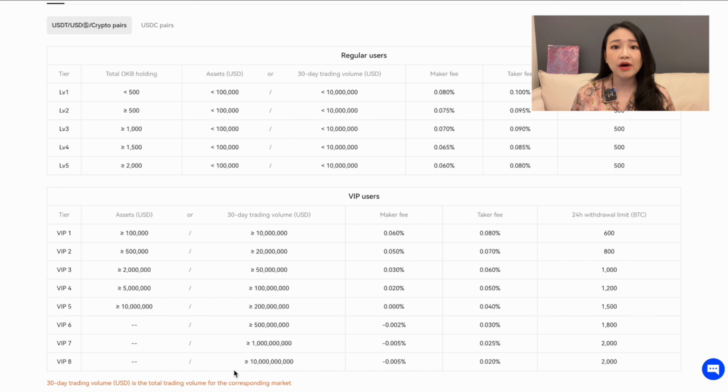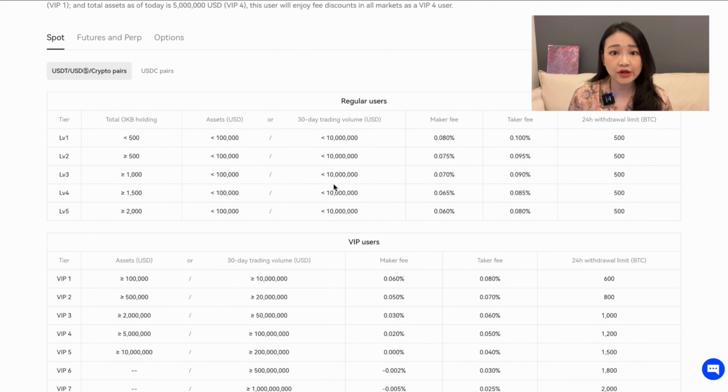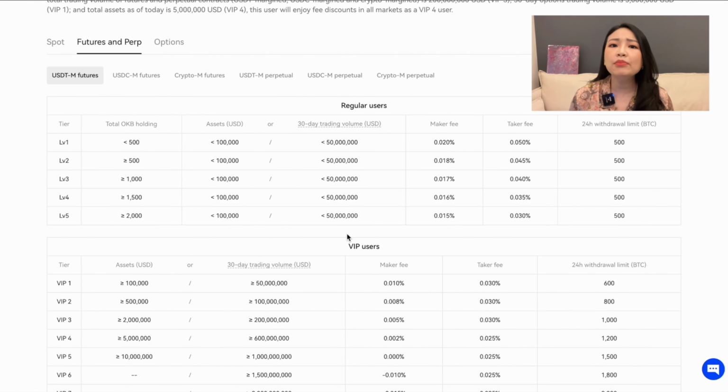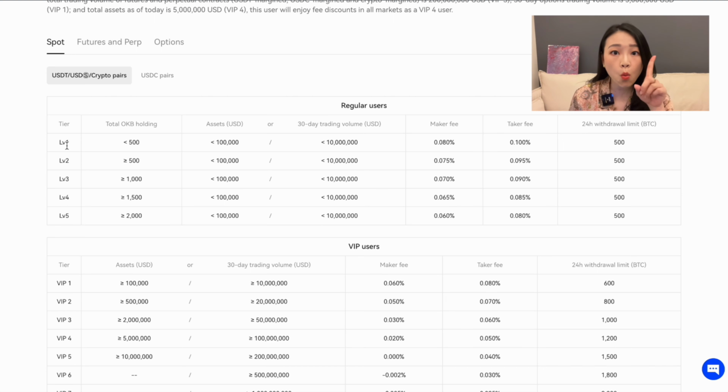Level 1 to 5 apply to traders which have less than 100,000 USD in balance on their account and have less than 10 million US dollar spot trading volume or 50 million USD future volume in the last 30 days. As a completely new trader at OKX, you will start off in tier 1, giving you spot fees of 0.08% for maker and 0.1% for taker trades.